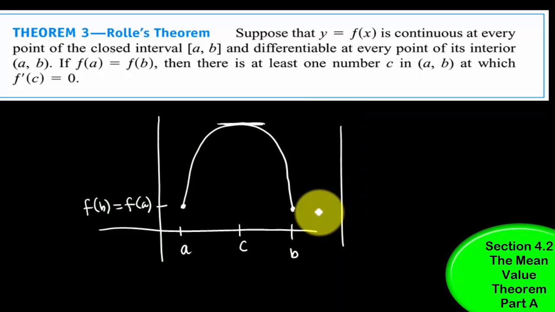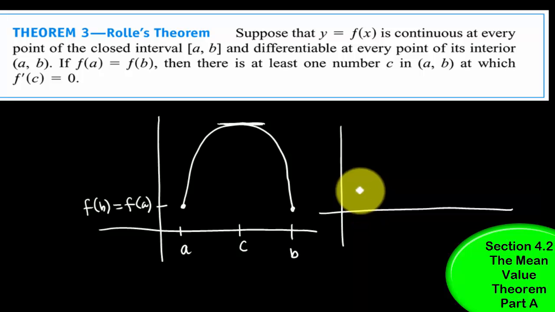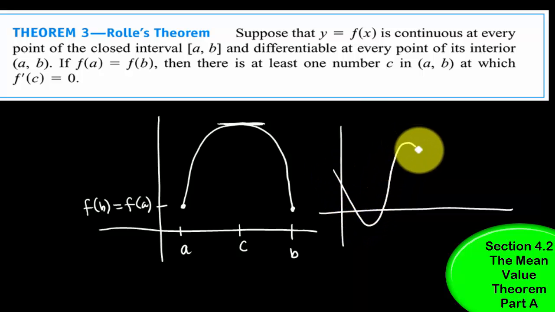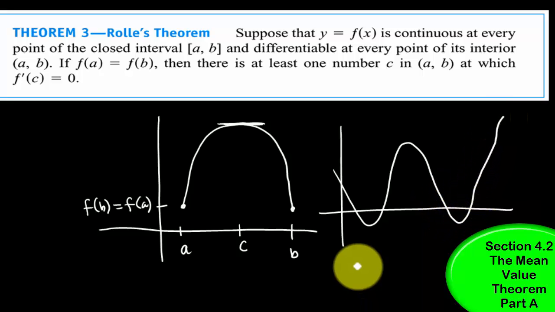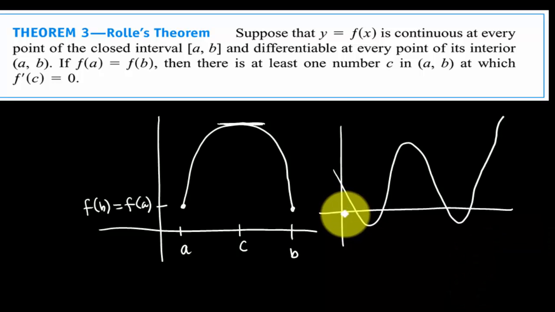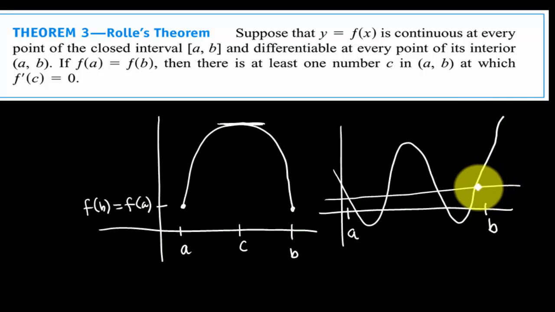Let's do another curve. Here's a, and here's b. Now when you say that f(a) is equal to f(b), you can draw a horizontal line through it, and there's your f(b) and there's your f(a). When they're equal to each other, in between, given the smoothness of the curve, you are bound to get at least one. So c1, c2, c3, where the tangent line to the curve will be parallel to this line.